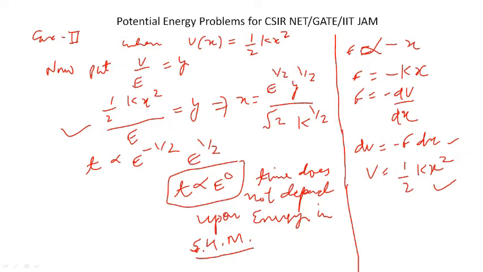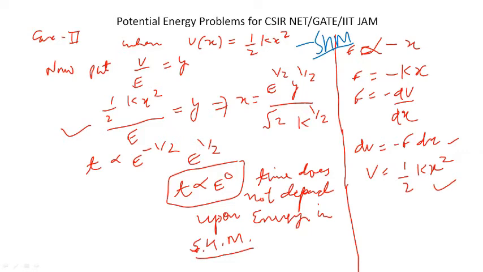Now the second case, when your potential energy is equal to 1/2 kx², where k is a constant, a force constant you can say. This is the case for simple harmonic motion. For simple harmonic motion, you know that your restoring force is proportional to x, or you can write F is equal to minus kx. You know that when potential energy is a function of position, then you write force is equal to minus dV over dx.